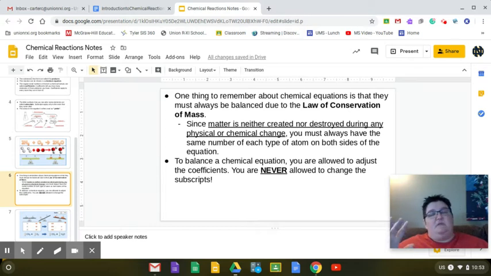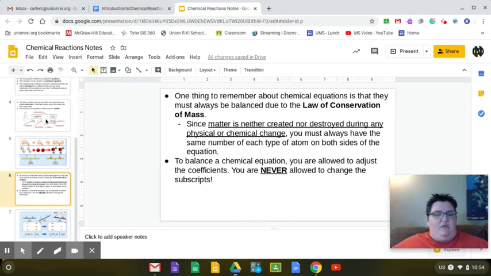Now, I know there are going to be some of you who question that, what about black holes and things like that? Well, we don't know enough about black holes yet to really say if that violates this law. But for right now, what we do know is this is the law, okay? So, law of conservation of mass. To balance a chemical equation, you're allowed to change coefficients, but never the subscripts.